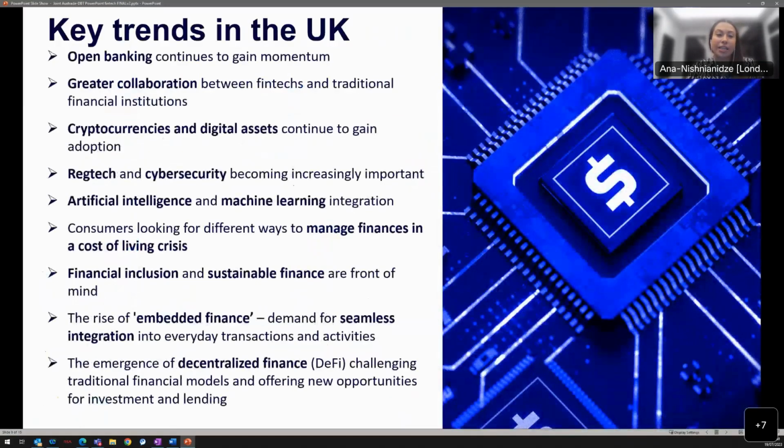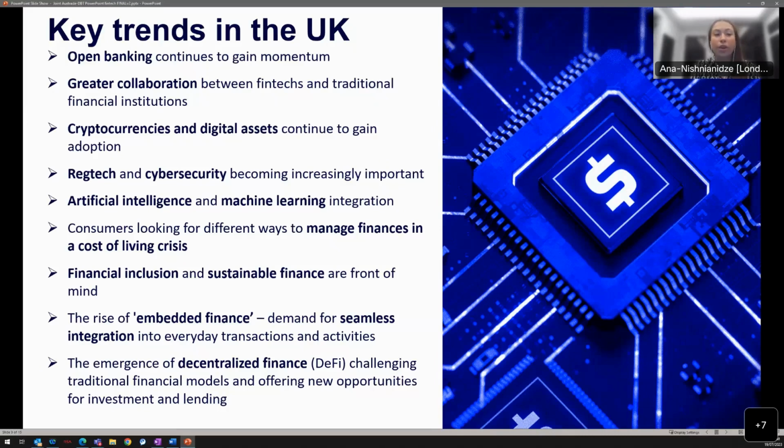They're basically the key trends that we are observing in the UK market, and you might want to look into and explore further. We think that open banking will continue to gain momentum here in the UK. And obviously with the consumer data rights in Australia, there's a lot of similarities and opportunities for adoption across both markets. We are seeing greater collaboration between fintechs and traditional financial institutions here in the UK market, which is really exciting and really opening up more opportunities for partnerships for Australian fintechs.